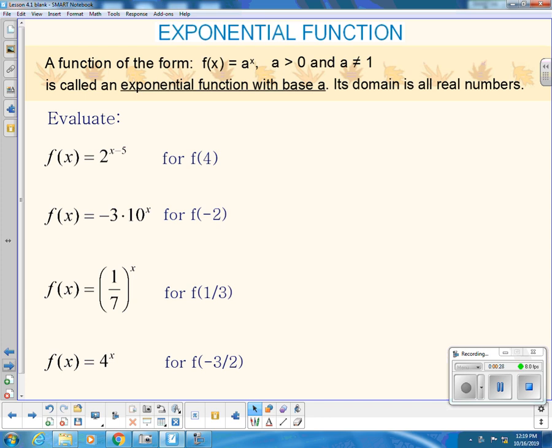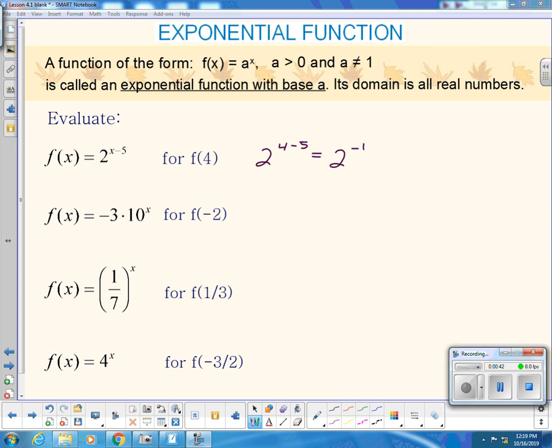So here are some examples we're going to evaluate by hand. When you put a 4 in for x, you get 2 to the negative 1. So do we all remember how you get rid of the negative exponent? Multiply by its reciprocal. You change the base to its reciprocal, and then it'd be to the first power, which would still be 1/2. So with negative exponents, you take the base as a reciprocal, and the exponent becomes positive.